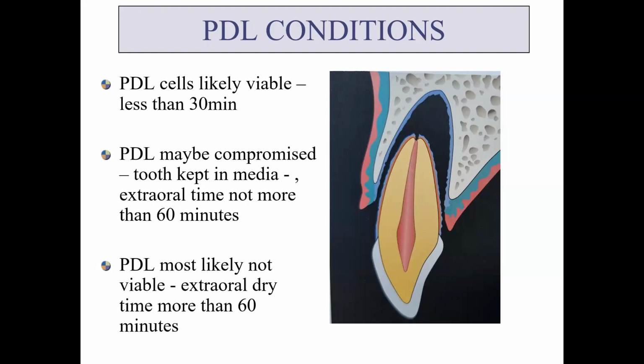So you'll find that if the avulsion happened less than 30 minutes ago, and you have to reimplant it, the periodontal ligament cells, some of them are viable. I mean, we can't completely rule out that there's some that have died already or are not viable. And then the periodontal ligament may be compromised if the extra oral time is not more than 60 minutes. So this is really your time between the 30 and 60 where it is compromised, regardless of the media that you bring it in. And then your periodontal ligament will most likely not be viable if the extra oral dry time has been more than 60 minutes.